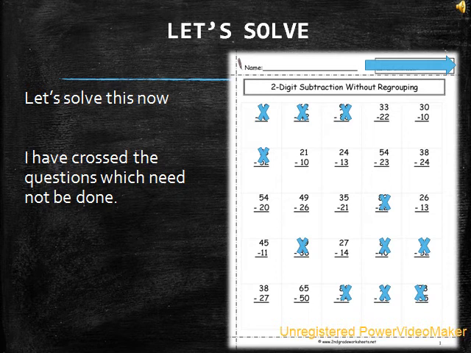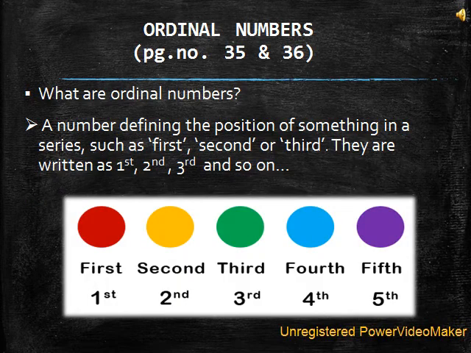Now, let's head to today's topic, which is ordinal numbers. Okay, students. So, what are ordinal numbers? I know this topic is new, so we will study it slowly. Ordinal numbers are the numbers defining the position of something in a series, or position in any event or anything you count.